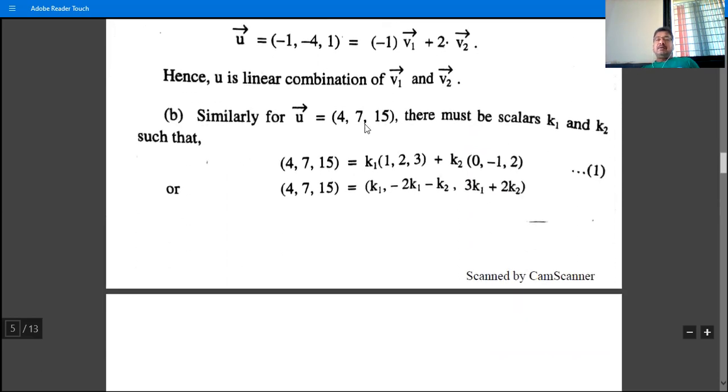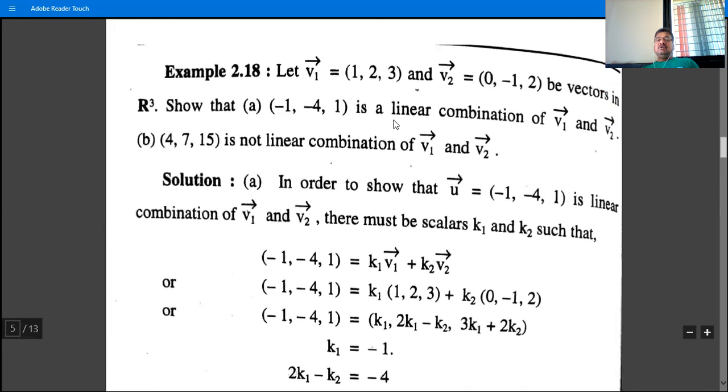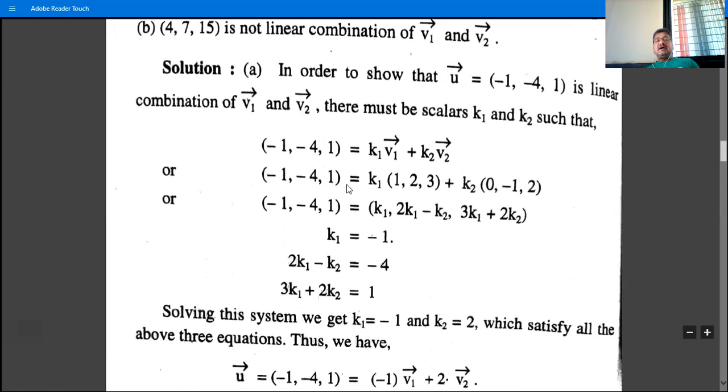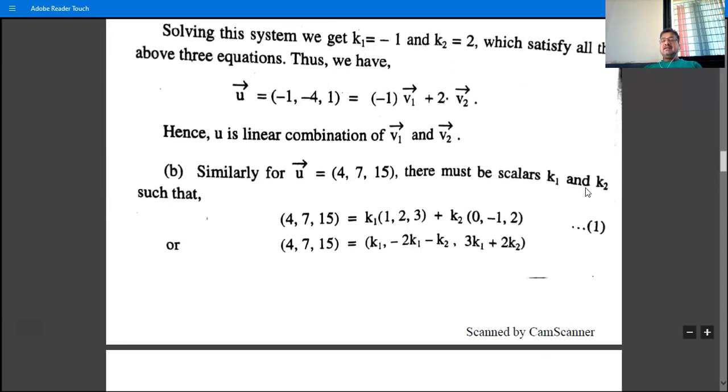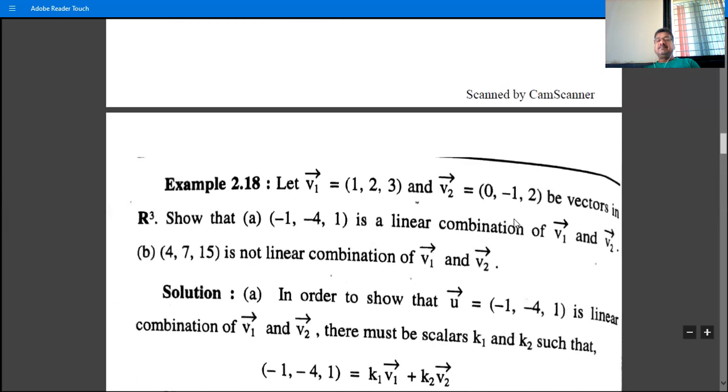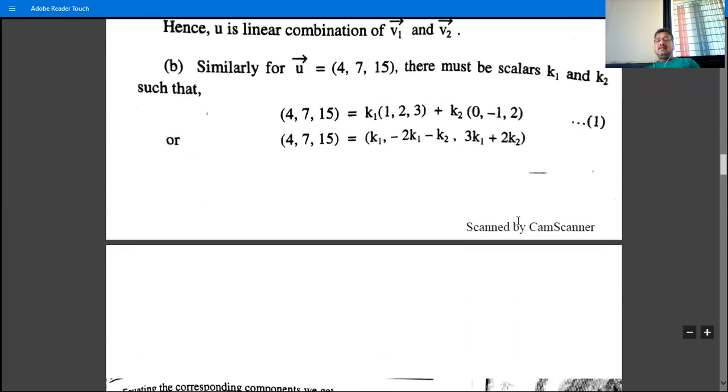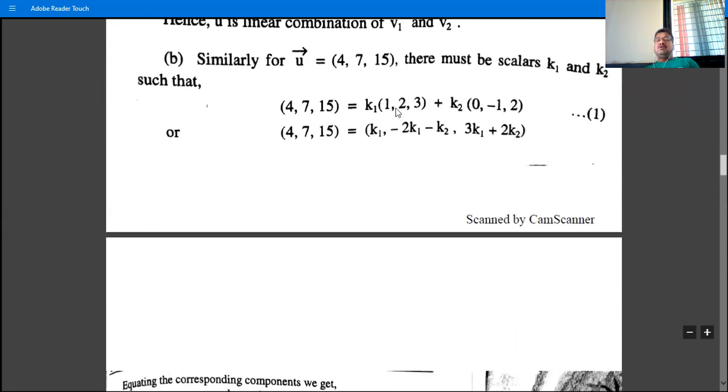So in the second problem, we denote this (4, 7, 15) as U bar, and now we have to show U bar is not a linear combination of V1 and V2. We will try to express U bar as a linear combination of V1 and V2. So first, let K1 and K2 be scalars such that U bar is equal to K1 V1 plus K2 V2. Then substitute U bar as (4, 7, 15), V1 as (1, 2, 3), V2 as (0, -1, 2). Then apply scalar multiplication and addition of vectors, and compare the LHS and RHS.